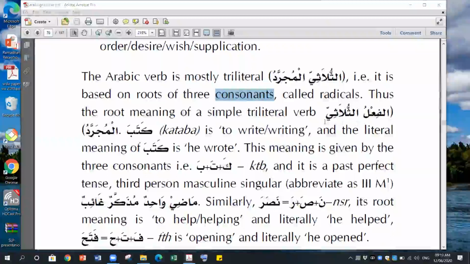Al-fi'lu thulasi means any verb which is formed out of three letters. The example is kataba. There are three letters. And it means that he wrote. The literal meaning of kataba is he wrote, because this becomes fi'lul madi.